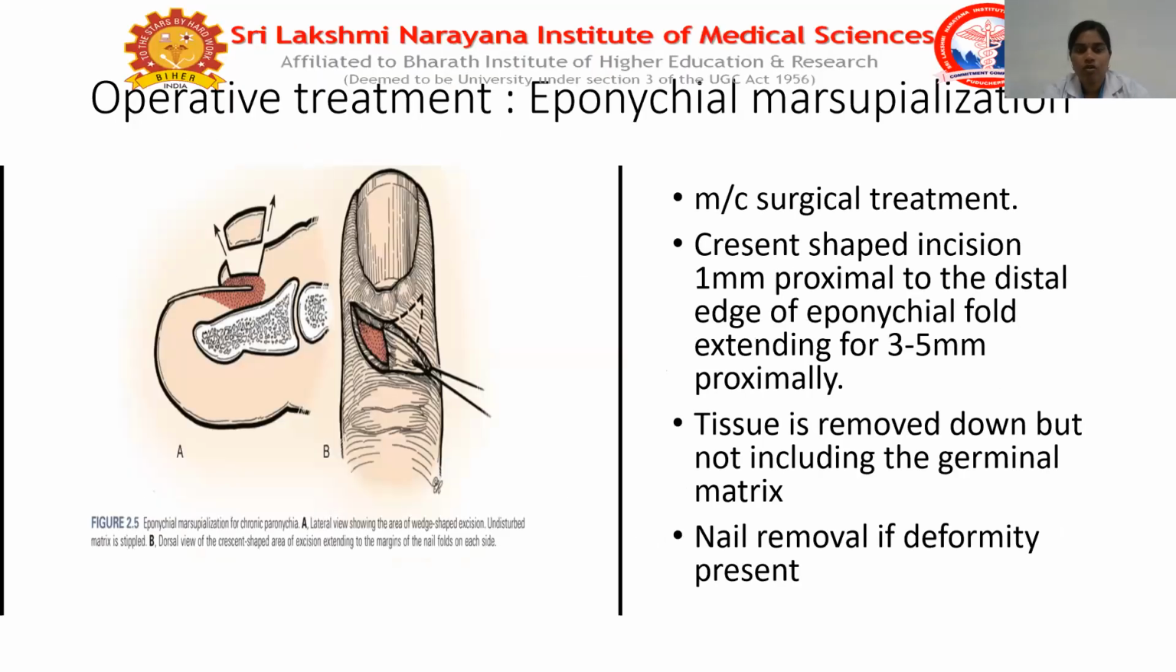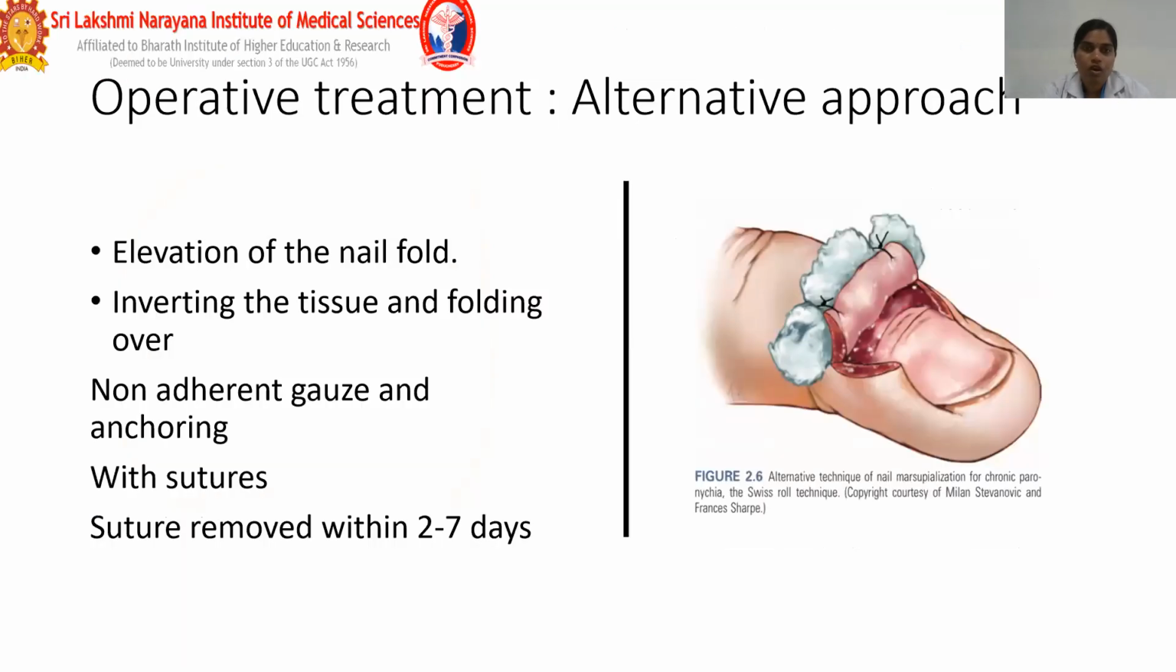And coming to the management of chronic paronychia, it is usually eponychial marsupialization. A crescent-shaped incision is made 1 mm proximal to the distal edge of the eponychial fold, extending 3 to 5 mm proximally. The tissue is removed down to, but not including, the germinal matrix. The nail is removed if deformity is present. For operative treatment, the alternative approaches: the most commonly done is eponychial marsupialization.